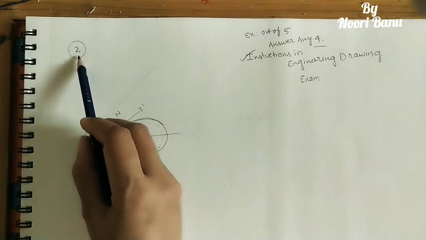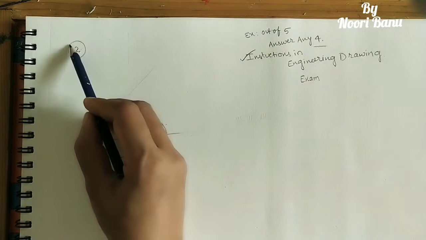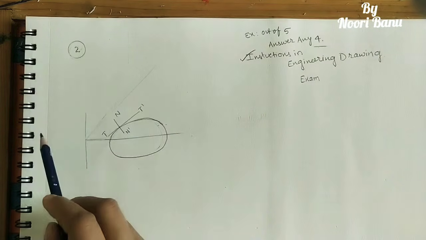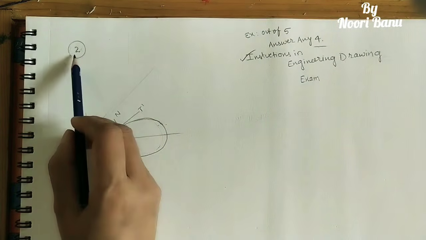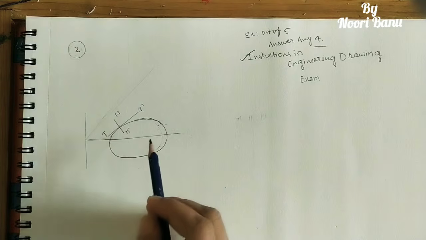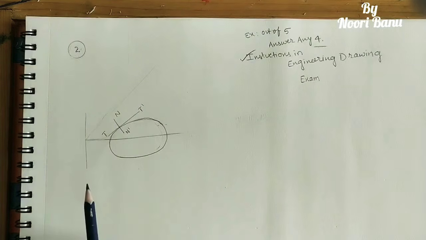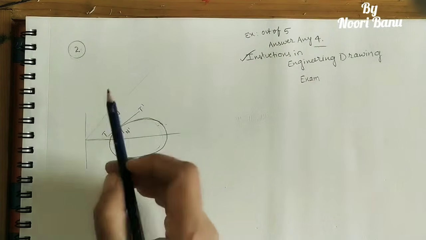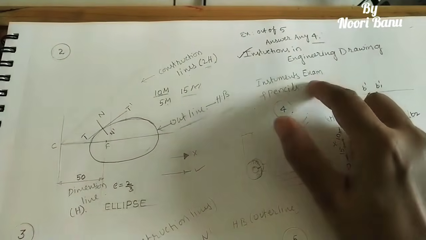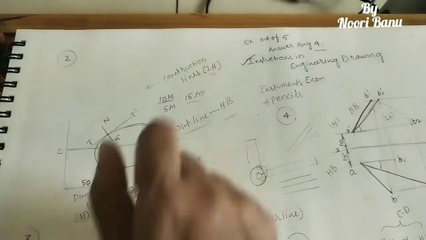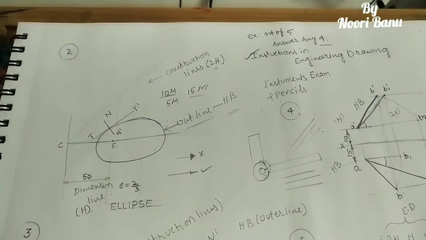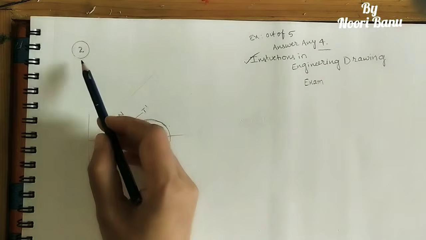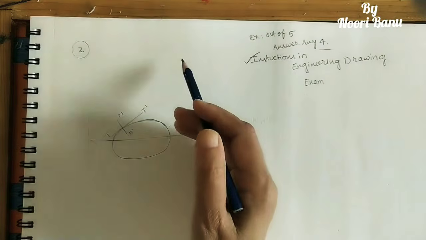For writing the question number, first you have to construct one small circle using a compass. In the middle you have to write 2. The second question is drawing the ellipse using the eccentricity method. So in engineering drawing, as in any drawing exam, there is no need to write the question, just write the question number. After that do the answer, do the diagram.